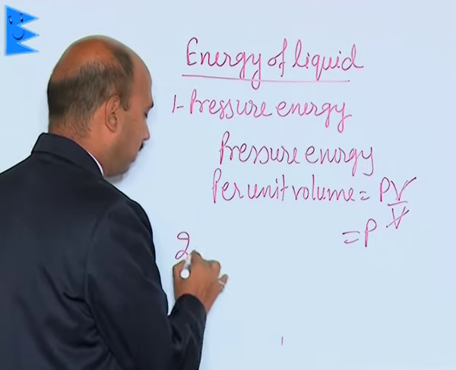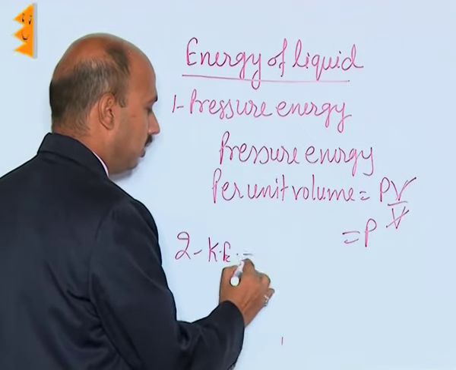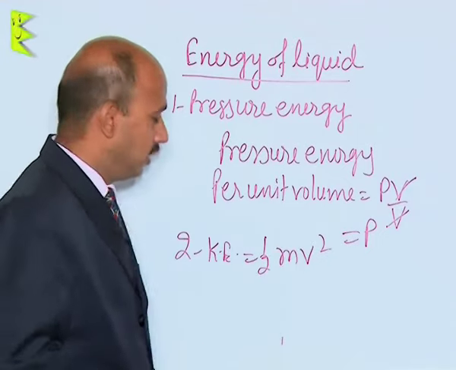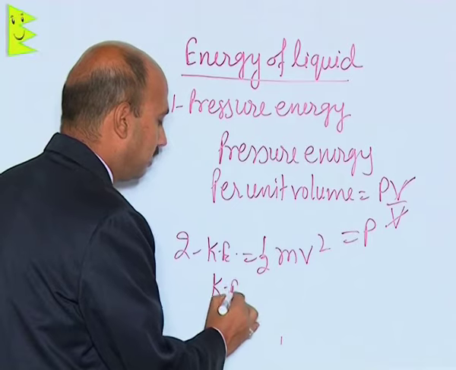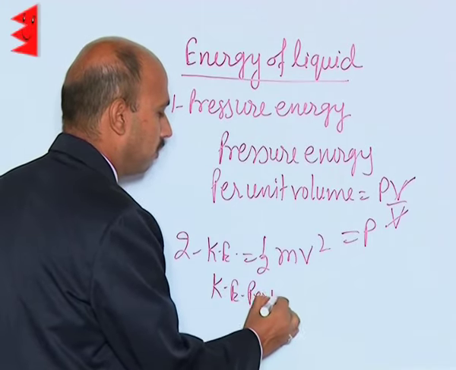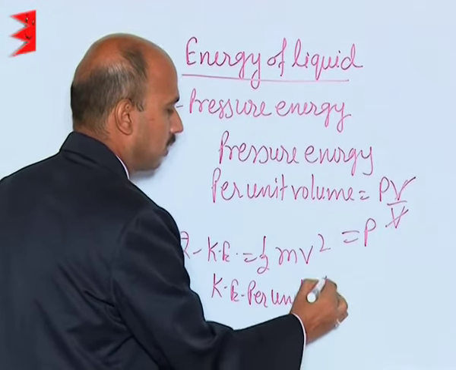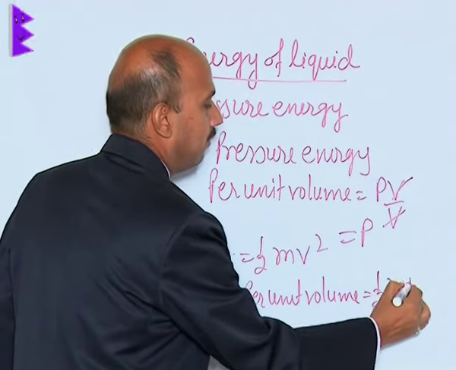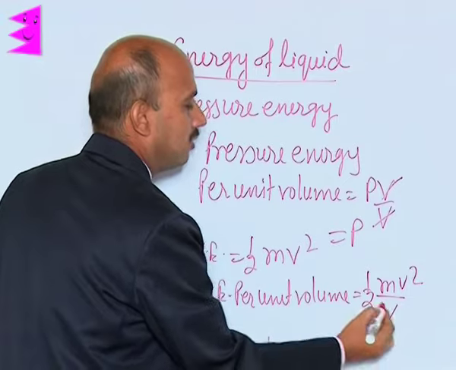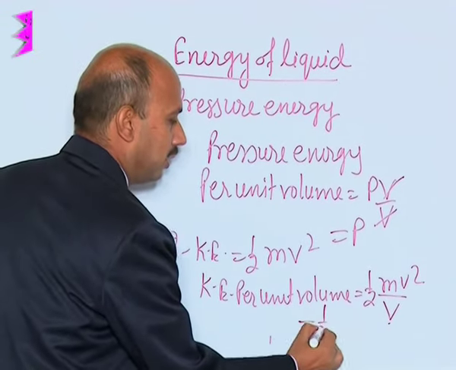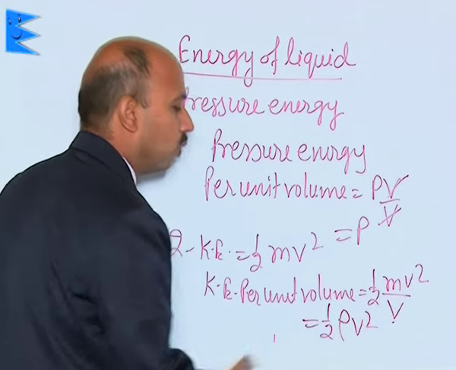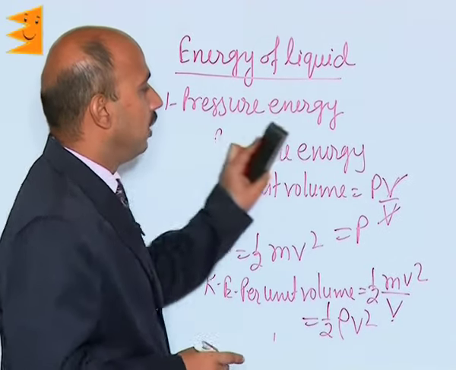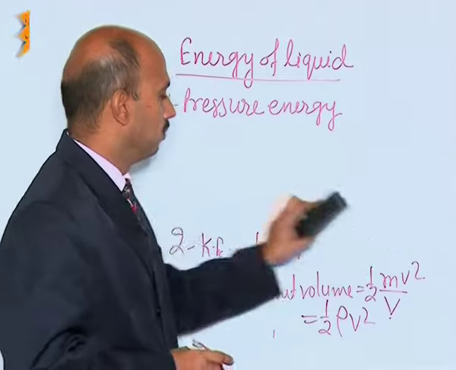Similarly, the second one is kinetic energy, that is half mv square. m is the mass, v is the velocity, and kinetic energy per unit volume can be written as half mv square divided by V. V is the volume here, so that can be written as half rho v square. Rho is the density.